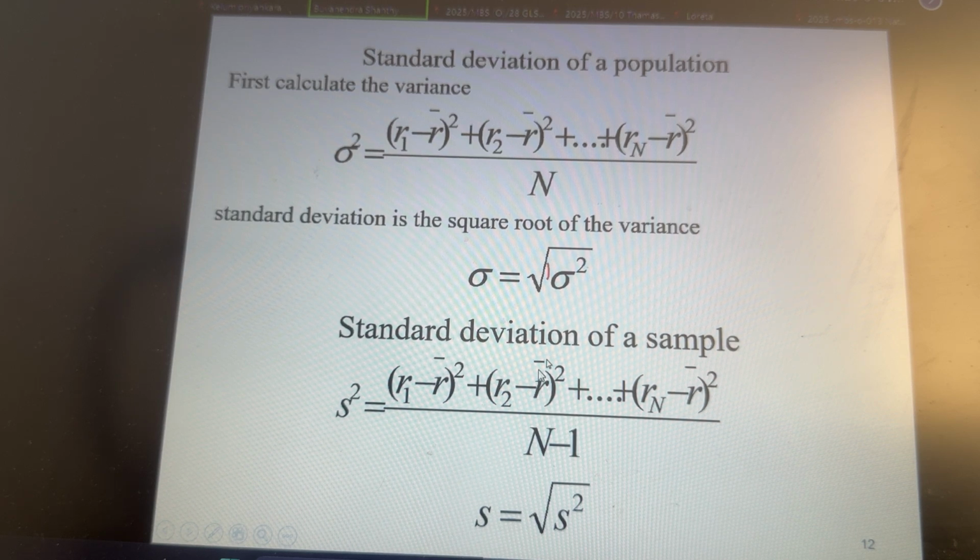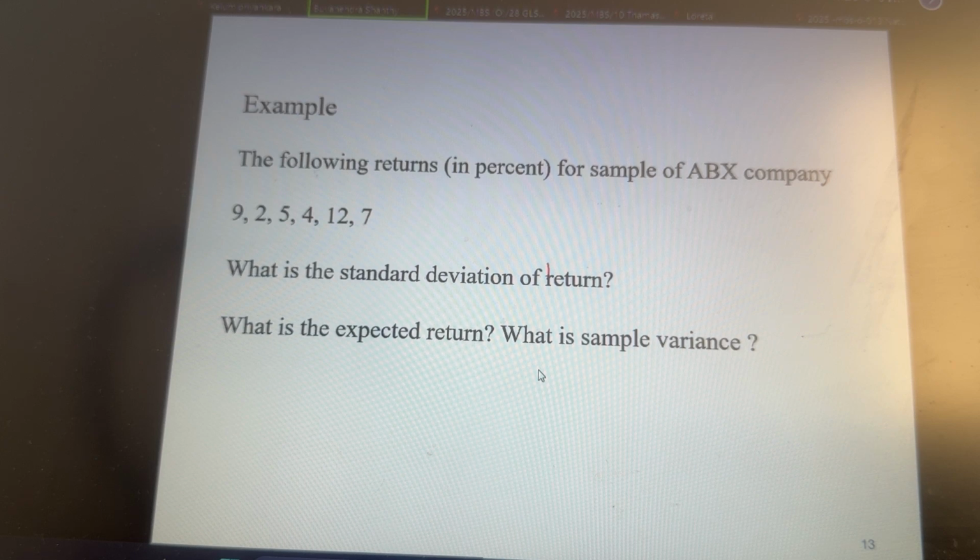This equation you already learned, right? I will revise it in the case of a known situation. Returns are known. So in that case, how to find the risk? Here I consider the following returns, all given in percentages. These are samples, not population returns, of the ABX company: 9%, 2%, 5%, 4%, 12% and 7%.